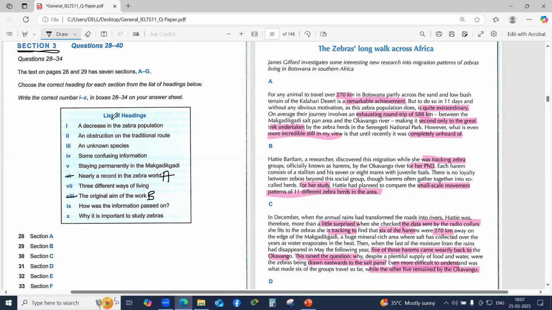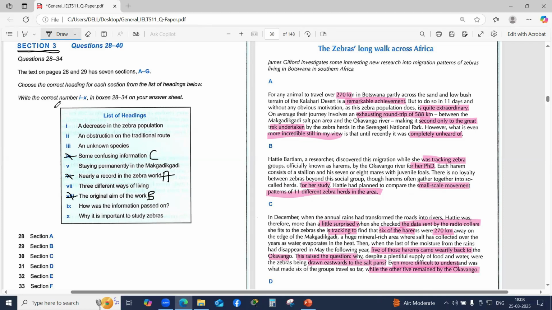So what will be the closest match? You can solve with me one by one, eliminate one by one. Decrease in the population, no. Obstruction to the route, no. Unknown species, never. Some confusing information, Roman number 4 will definitely match C. You can check other options. 7, 9, 10 definitely don't match. So we'll just make it like this to clearly strike it out.